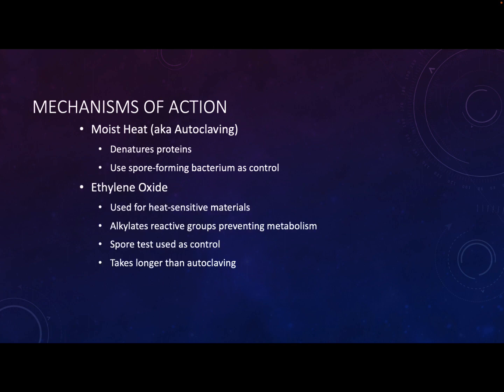For things that are heat sensitive, you can use various gases, you can use filtration. Ethylene oxide will basically form these reactive alkyl groups that prevent metabolism. But you have to do it for longer than autoclaving. You still would use the spore test as a control, but again, it just works by preventing the cell from being able to do its normal functions.